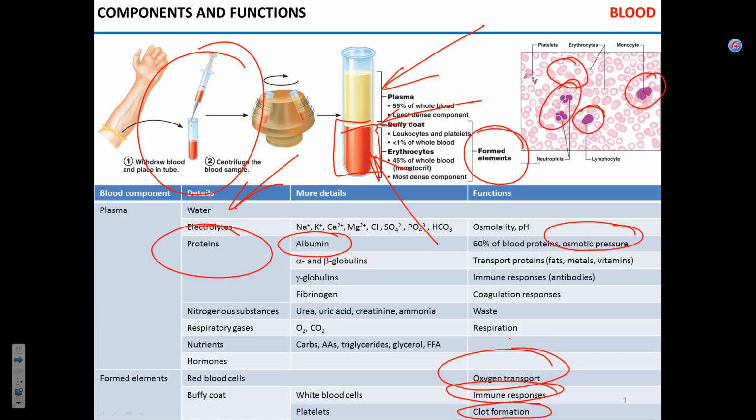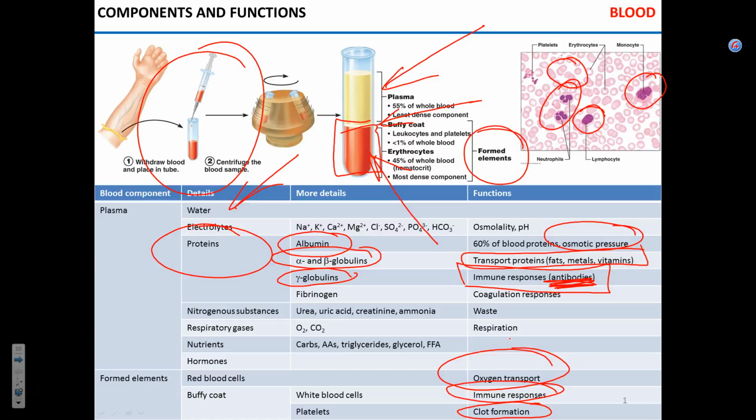Alpha and beta globulins are responsible for transport. We talked about transport of fats in the blood before, fats that are not water soluble. Alpha and beta globulins will do just that. They will transport chemicals that are fat soluble and cannot be transported otherwise in the blood. And then we have gamma globulins, which are essentially antibodies.